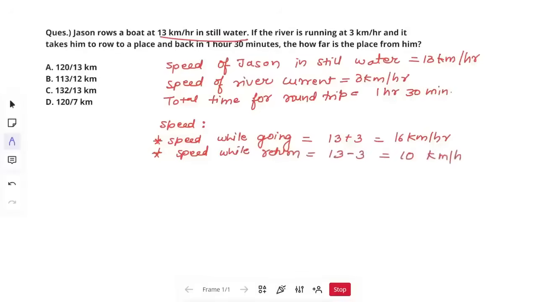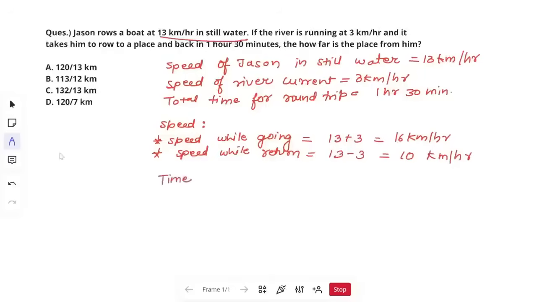Hope you have understood how we calculated. So our Jason's speed in still water is 13 km per hour and speed of river current is 3 km per hour. So while going it will be added and while returning it will be subtracted. So we will have these speeds. Now let us see the time calculations.